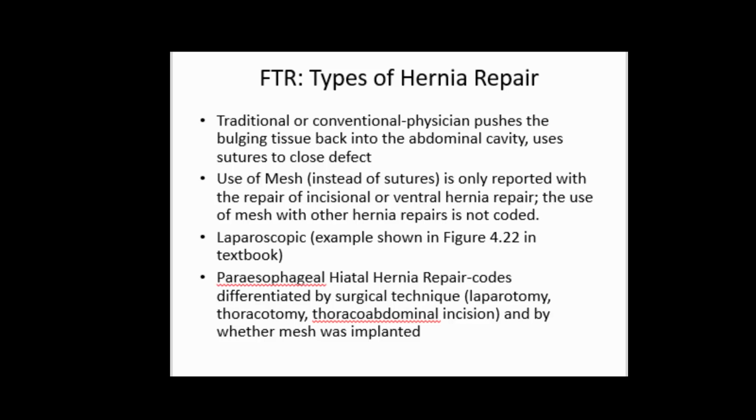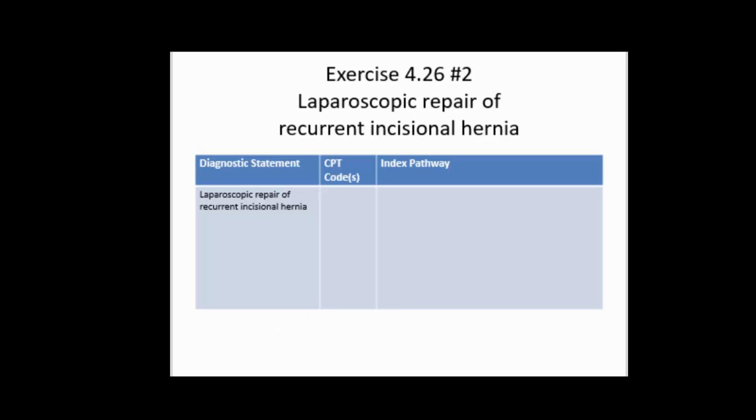There is an example of a laparoscopic hernia repair in figure 4.22 of the textbook. And the last type of repair is a paraesophageal hiatal hernia repair, where the codes are differentiated by the technique, whether it be a laparotomy, thoracotomy, or a thoraco-abdominal incision, and by whether mesh was implanted. So again, read in those code descriptions, being sure you're choosing the one you want to code.